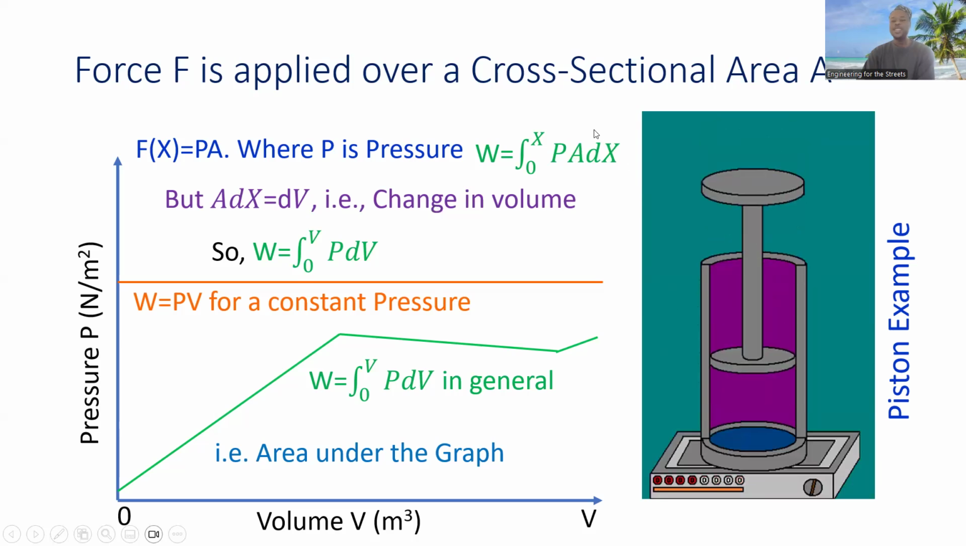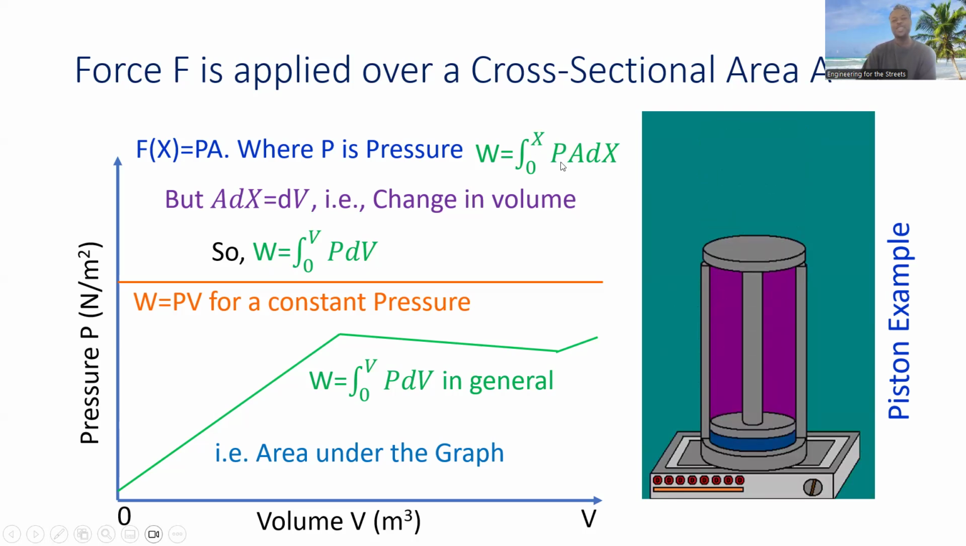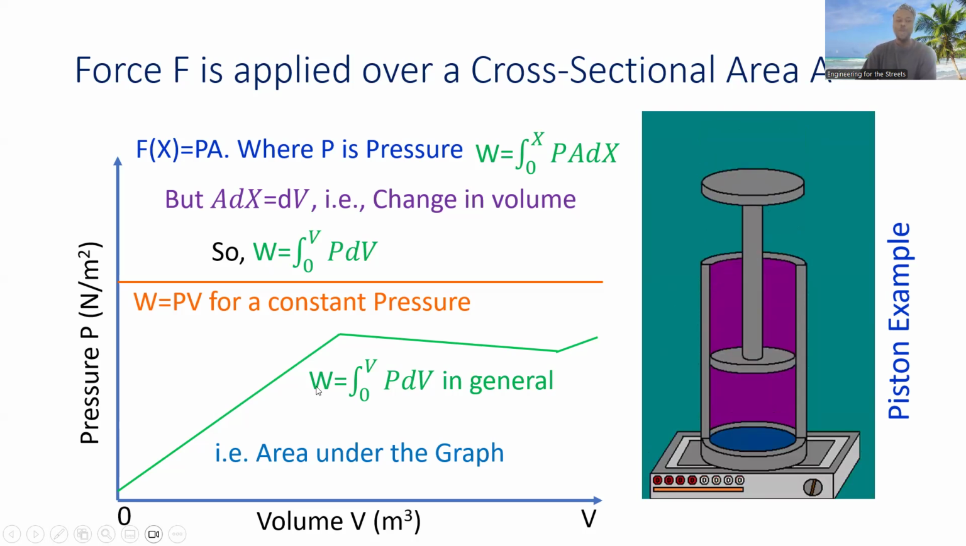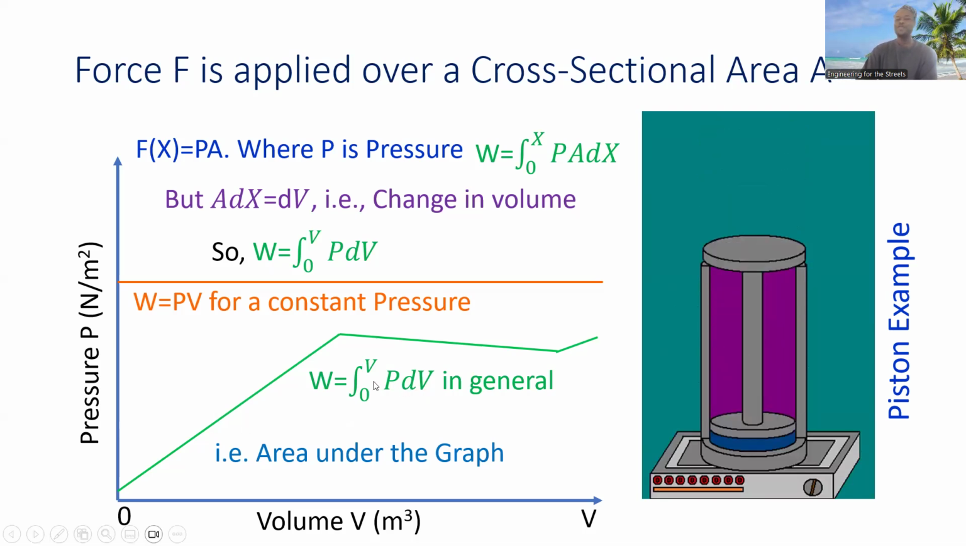So if you replace this A dx by dV, in which case every term in x changes to V, then we have this equation transforming to this equation. And so work now becomes the integral of pressure over volume. So we see the translation from F dx to P dV.